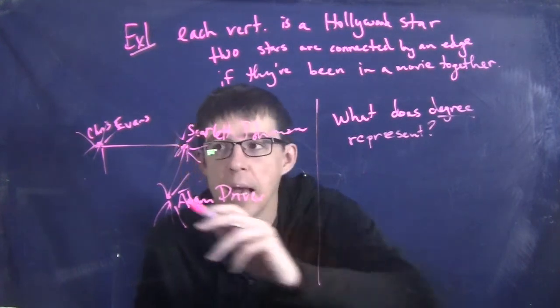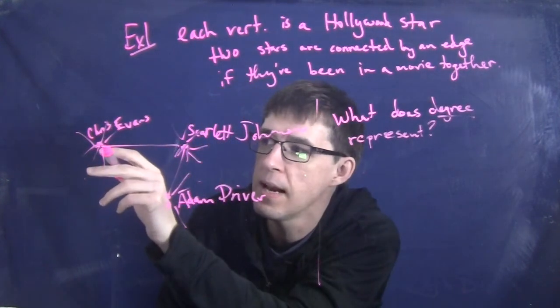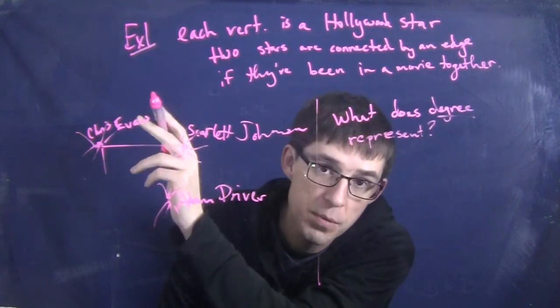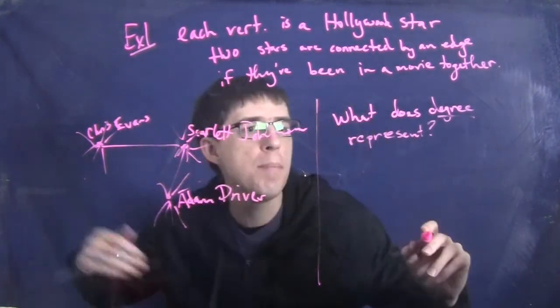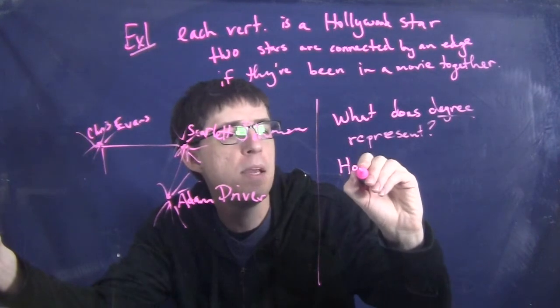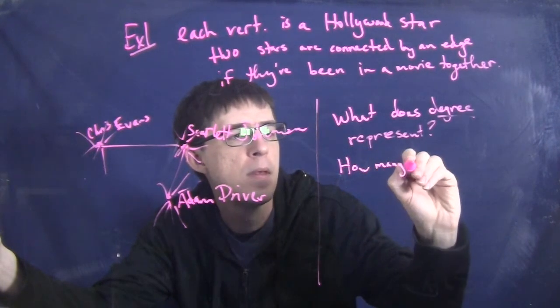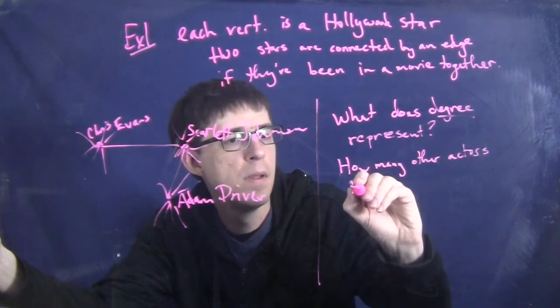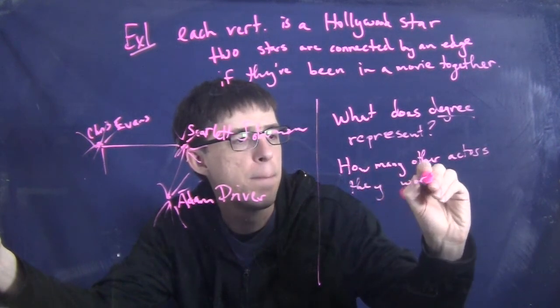What it represents would be how many edges, and we said there's an edge when this actor has been in a movie with some other actor. So what the degree represents is how many other actors they worked with.